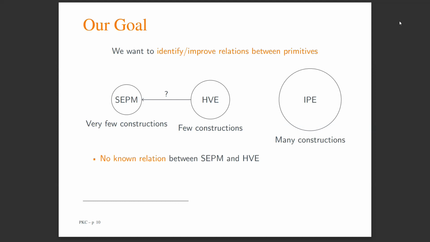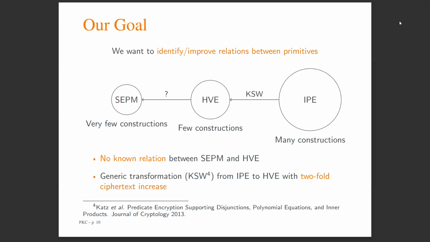And no such relation was known before our work. But as there are only few hidden vector encryption constructions, we also want to create a relation between SCPM and inner product encryption, for which the state of the art is huge. In this case, we already have something, because PKC and Waters proposed 10 years ago a generic transformation from inner product encryption to hidden vector encryption, but this transformation doubles the ciphertext size. So we want to do better than that.